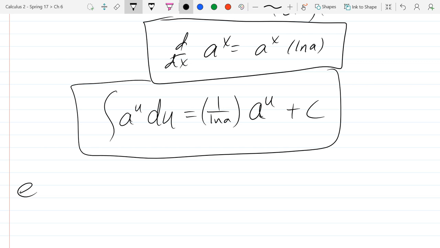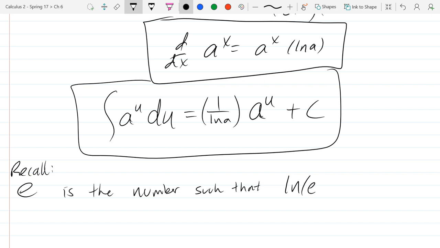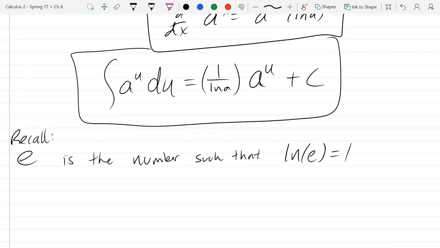So what did I tell you about the number e? It was a number such that the natural log was 1. And we said it had to be some number. We estimated between 2 and 3. You could get approximations for it. I think 2.71 is a pretty good two decimal place approximation. We're going to look at e in a slightly different way now.